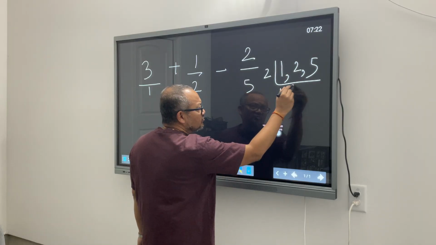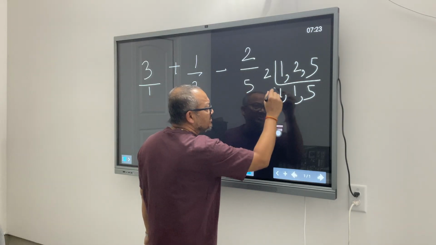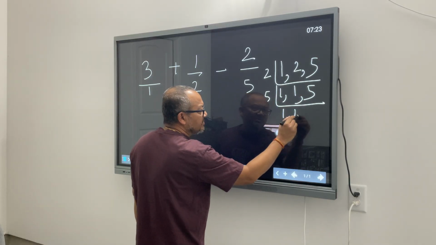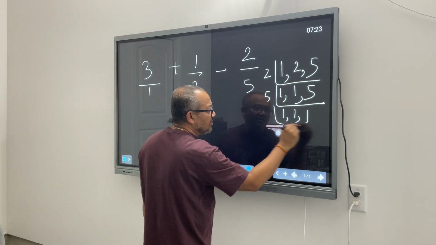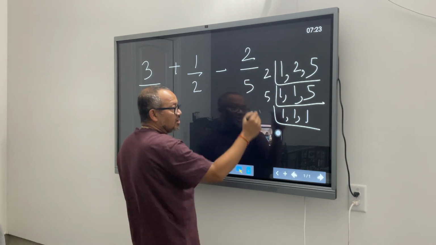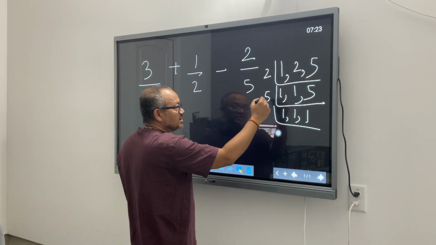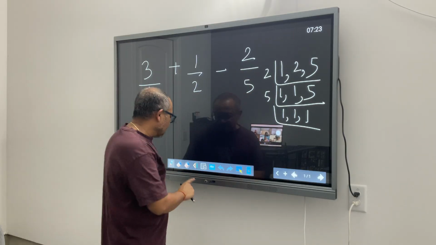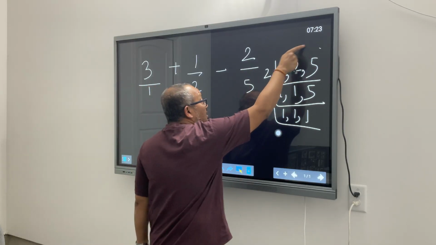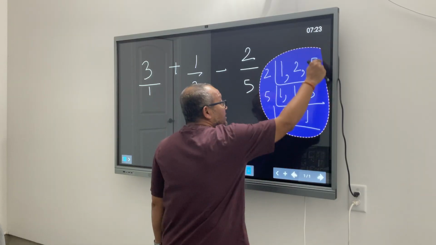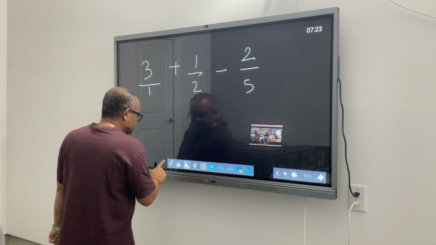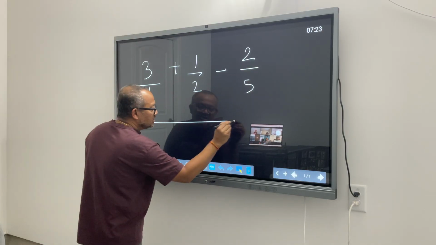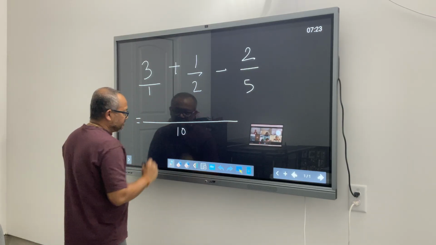1 remains 1, 2 1s are 2, and 5 doesn't come in the table of 2. Next number I will pick up will be 5. 1 remains 1, 1 remains 1, 5 1s are 5. All done. Now I have all ones, so I will multiply these two numbers and that will be my LCM. 2 times 5, 10 is my LCM. Wonderful. So I will say this is equal to 10 here, which is my LCM.